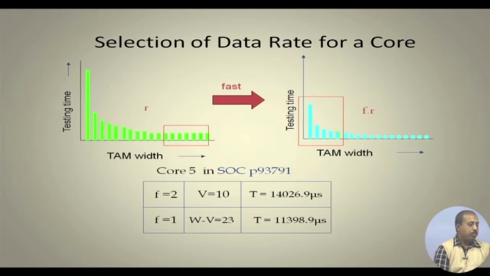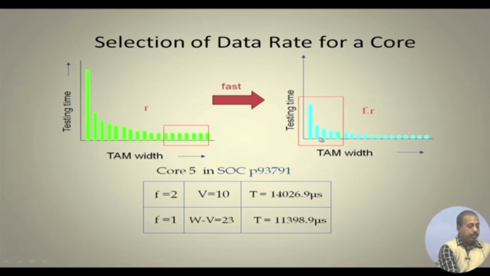So, how can we do this selection? Suppose we have this Pareto optimal distribution, where we are increasing the TAM width, and this is the test time. At R data rate, it happens to be like this. If the testing is done faster, then we see that the test time reduces significantly.